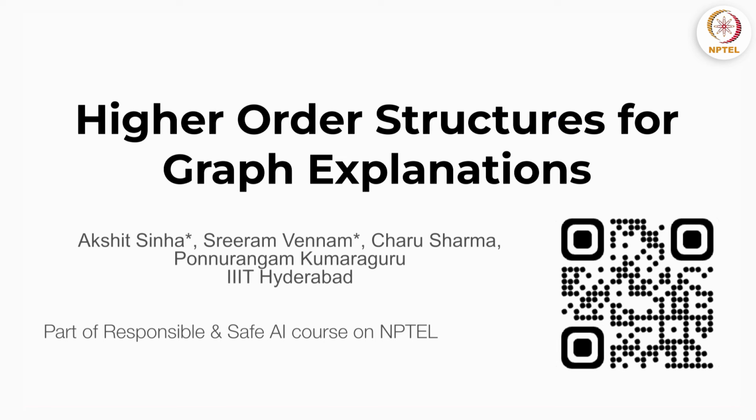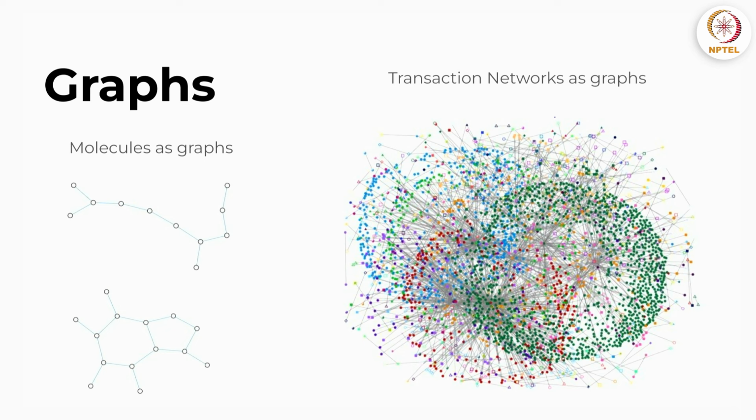This work is primarily for graph explainability, which we will introduce in the coming slides. And just as a brief, we use higher order structures called simple cell complexes to aid graph explainers in explaining the predictions of graph neural networks better.